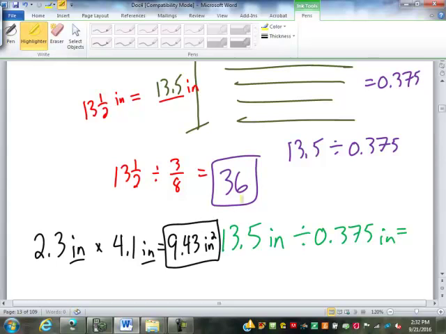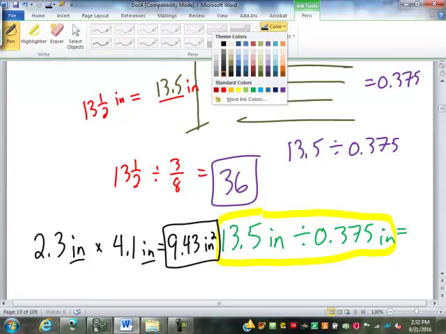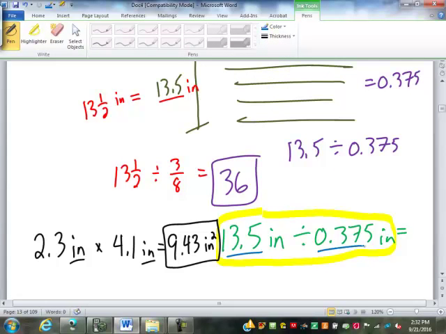Well, division follows the same rules as multiplication. So when we divide, we do divide the numbers. 13.5 divided by 0.375 to get 36. But we also divide the name. Well, inches divided by inches, anything divided by itself cancels out. So there are no units on this number. 36 has no name. It is just a count or an amount. It's 36 sheets in this case.